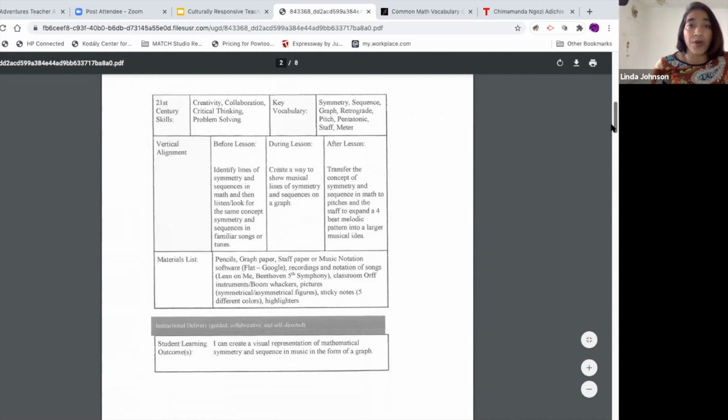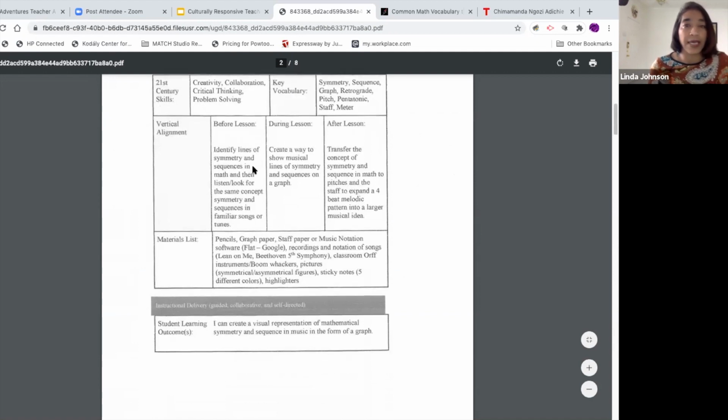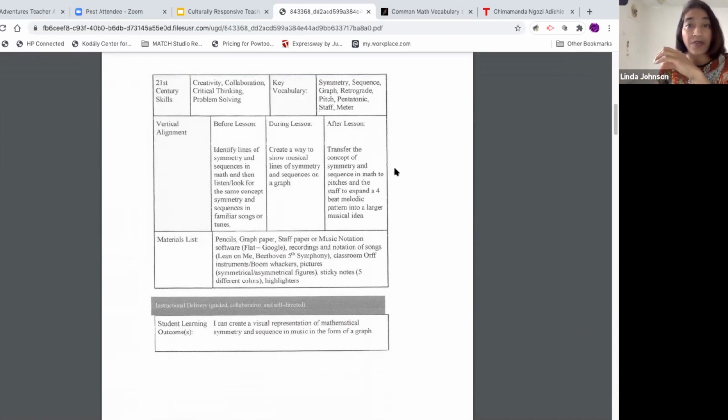Okay. So anyway, they're going to identify the lines of symmetry and sequences in math. And then they're going to look for the same concept in symmetry in familiar songs and tunes. And then during the lesson, they're going to create a way to show musical lines of symmetry and sequences in a graph. And then afterwards, their main event is they're going to transfer the concept of symmetry and sequence in math to pitches and the staff and expand a 4-beat, just 4 beats.